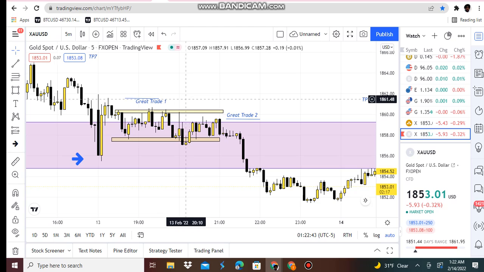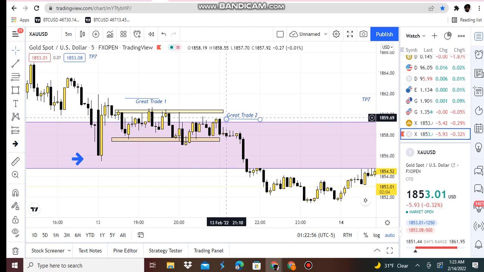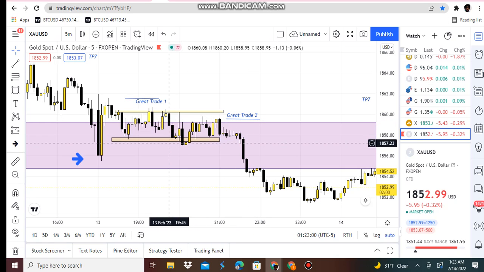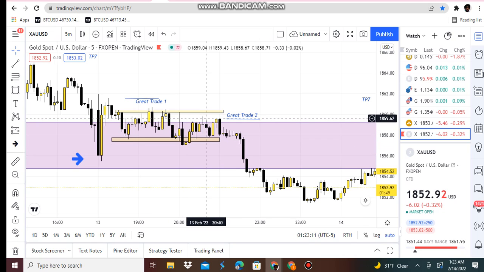So price makes a lower high, and then makes a lower low, back down to 1857 before making another lower high at 1859. You're trying to get in for another sell at 1857, and you're thinking price is going lower and lower, and it doesn't. It goes back up to 1859 before going to 1857 right here, 1856 right here.